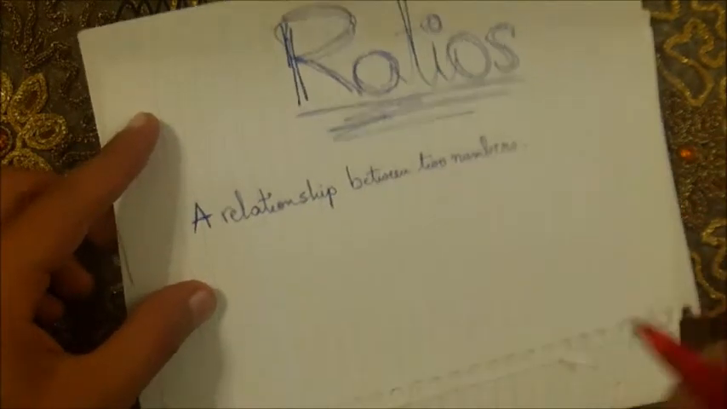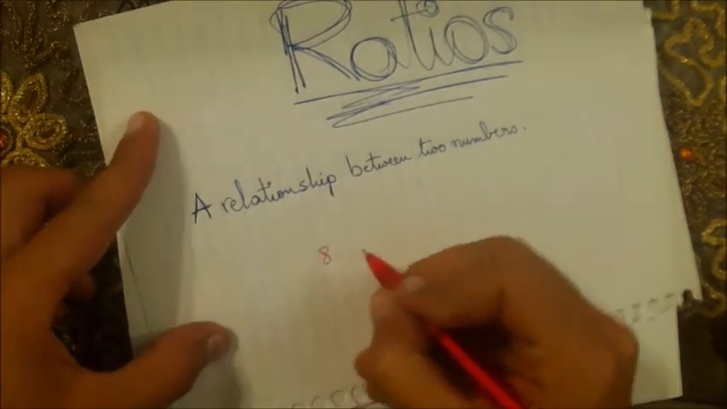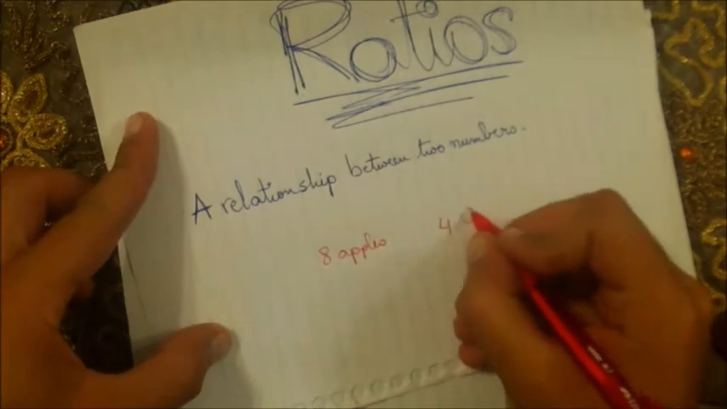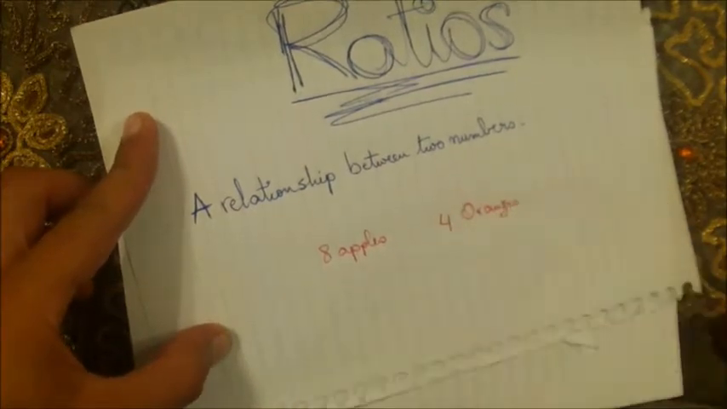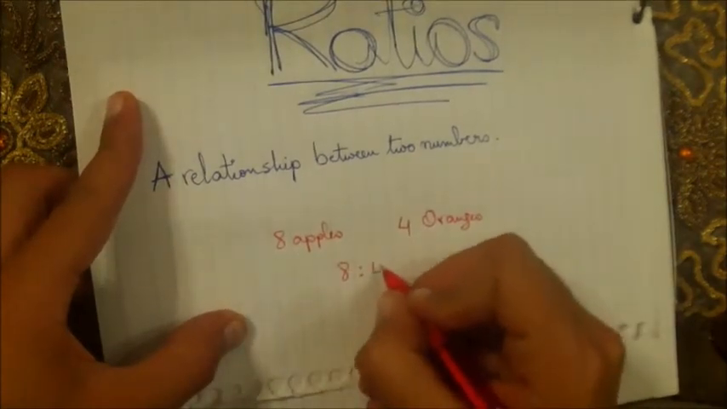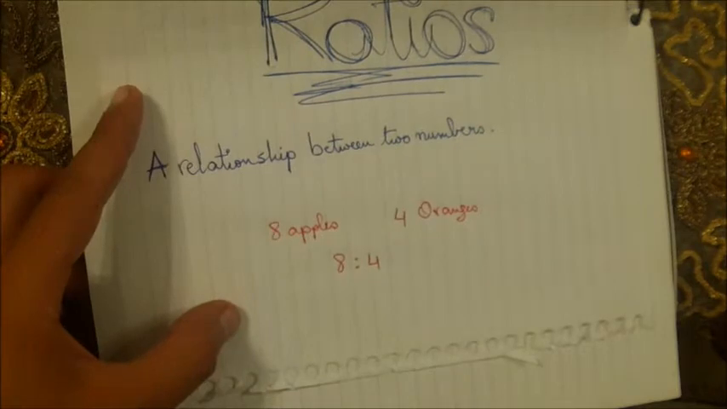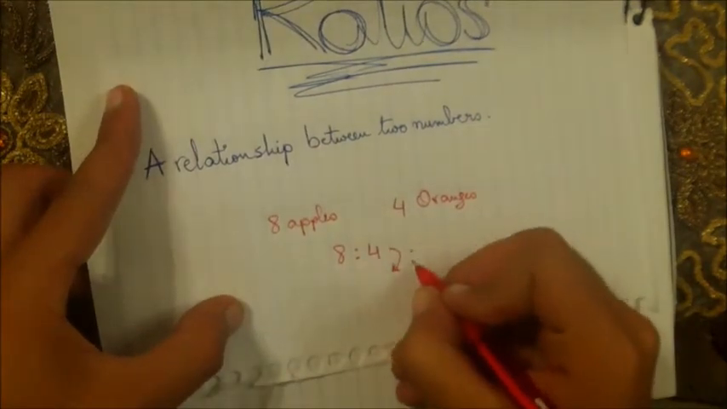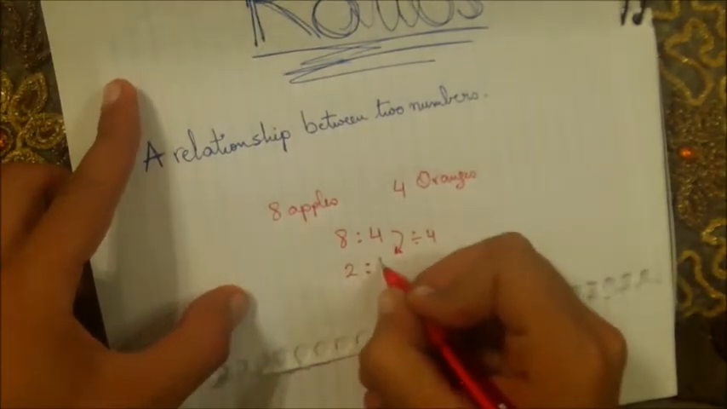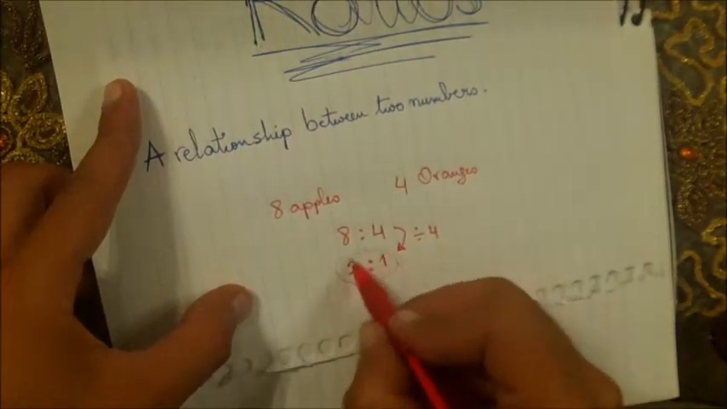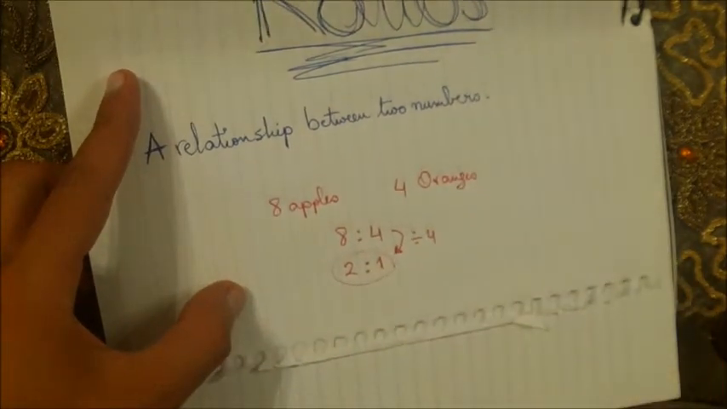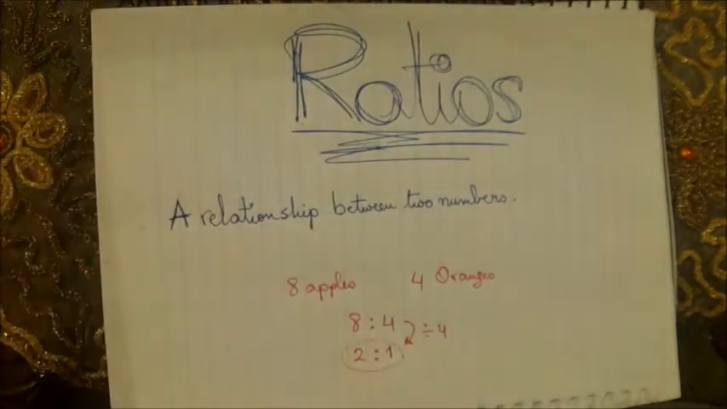For example, if I have 8 apples and only 4 oranges, I can write this as a ratio 8 to 4. Or if I simplify 8 to 4 and divide both numbers by 4, I can write it as 2 to 1. That means that I have doubled the number of apples to the number of oranges. Alright, let's try a few problems.